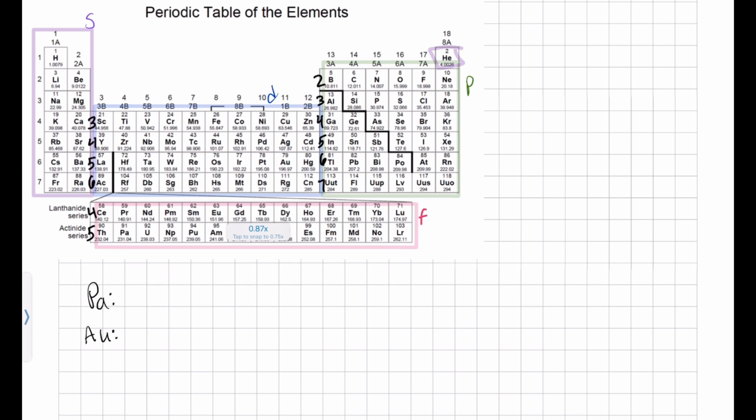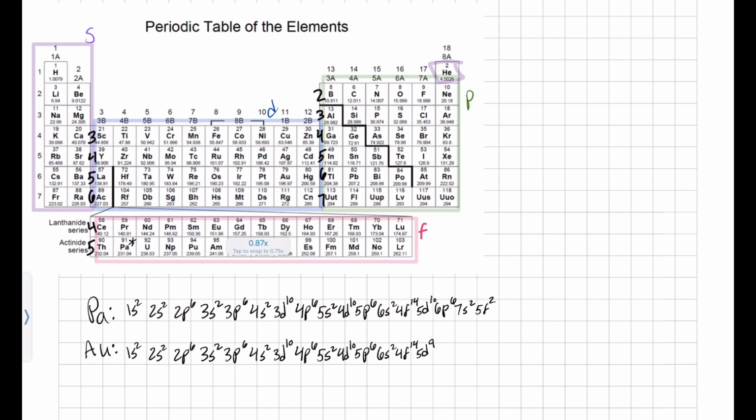Now you try to write the configuration for Pa and Au. And here's the answer.